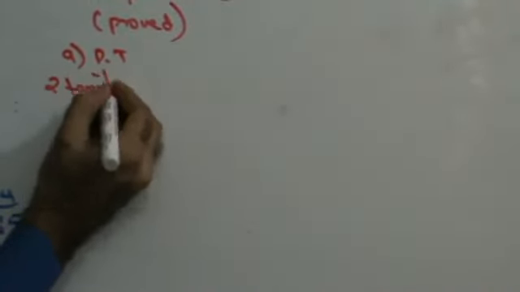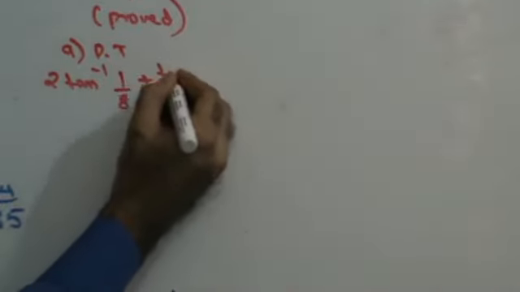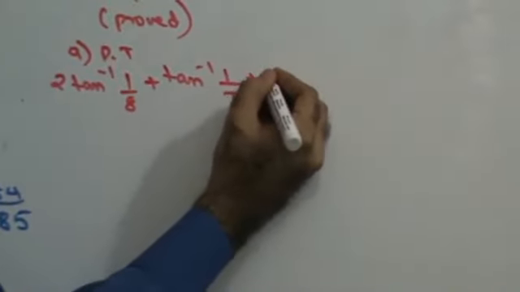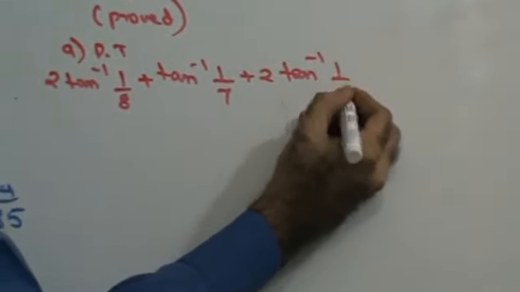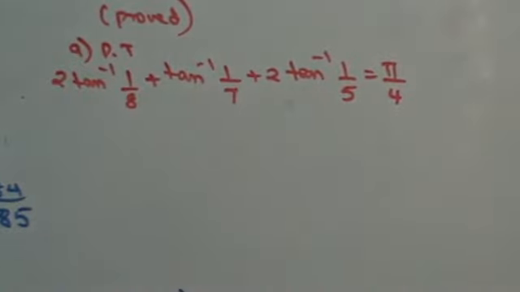Prove that twice tan inverse of 1 by 8 plus tan inverse of 1 by 7 plus twice tan inverse of 1 by 5 is equal to pi by 4. Right?